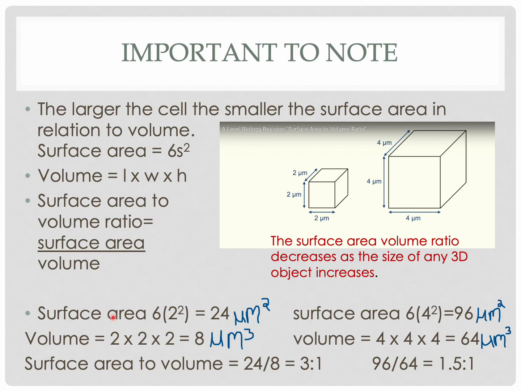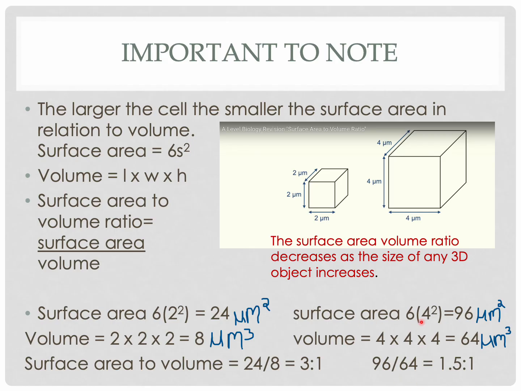So if we found the surface area for our small cube, meaning our smaller cell here, we get 24 micrometers squared. The volume for the small one is going to be 8 micrometers cubed. Taking a look at the surface area to volume ratio, that's 24 to 8, which is going to simplify down to a 3-to-1 ratio. Then you'll notice as you look at the larger cube or larger cell, it got larger, but then our ratio is smaller.